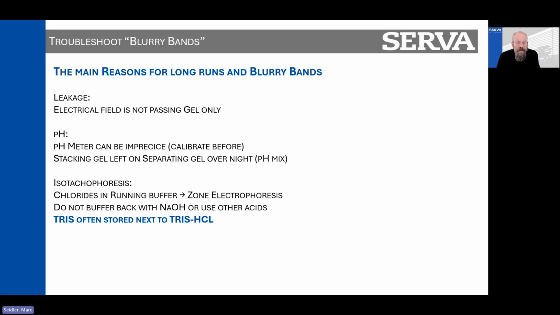So, when you think back to the slides before, there can be different things that could happen. So first of all, there can be a leakage. So the electrical field should only pass through the gel. If it is not passing the gel, then the two buffers are combined, let's say, and the complete setting of this isotachophoresis is destroyed. So check for leakage first. Then it could be the pH. The pH meter can be imprecise. I explained that just a slide before.